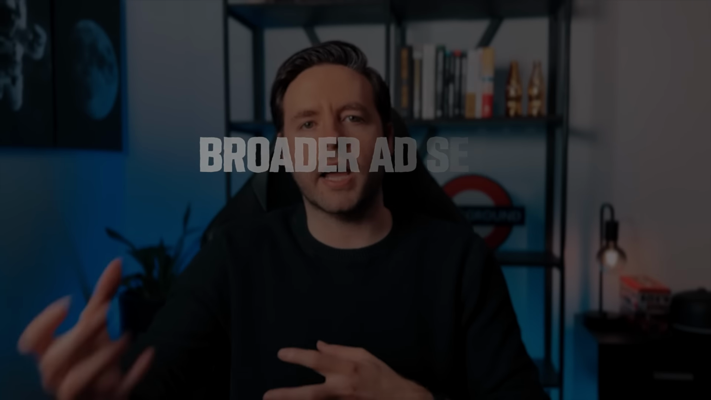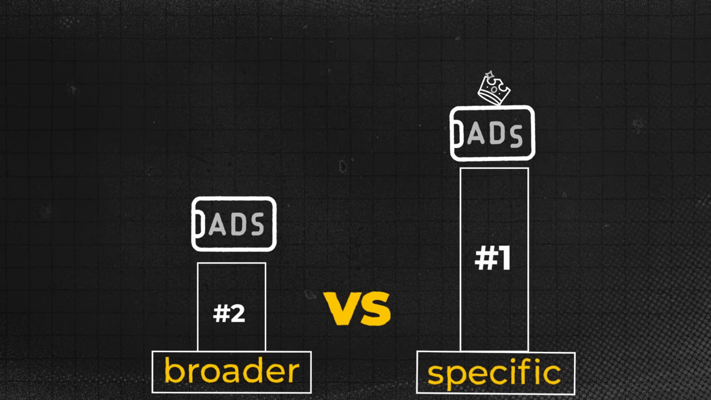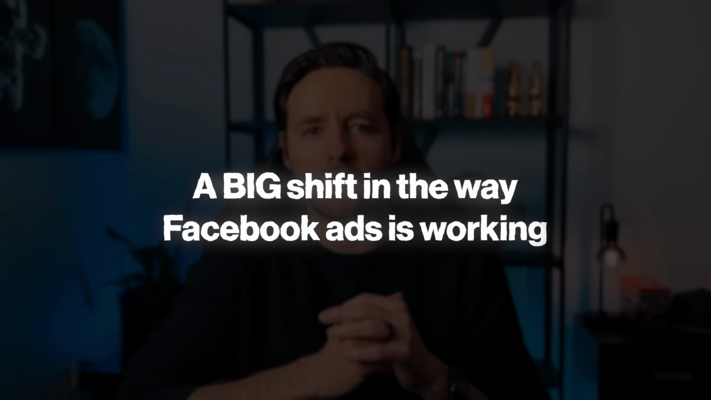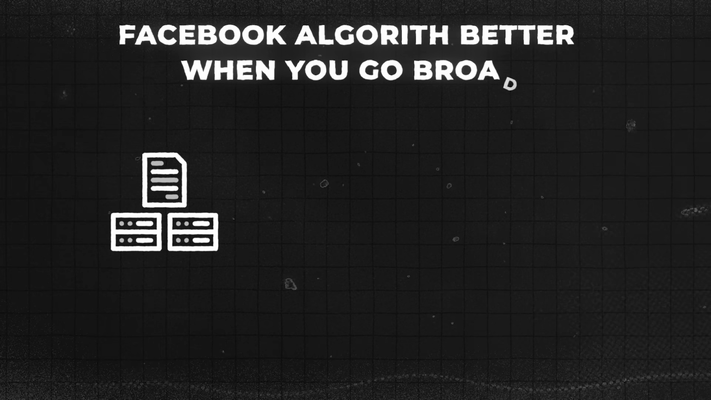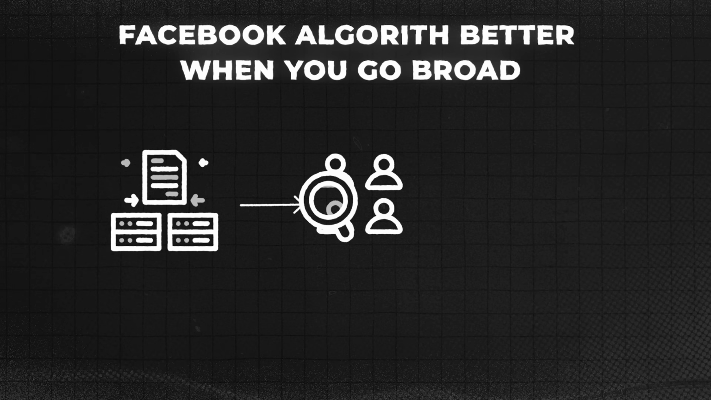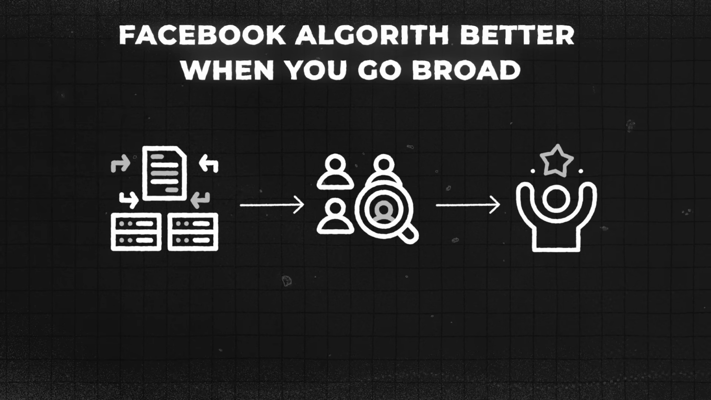So in the past, when I would test targeting broader ad sets versus more specific ad sets, I would always get better results with the more specific ad sets. However, in the last 12 months, I've noticed a big shift in the way Facebook ads is working. And this shift is mainly to do with the Facebook algorithm. In other words, I've just noticed that the Facebook algorithm has been doing a better job of targeting and finding the right people when you go broad.